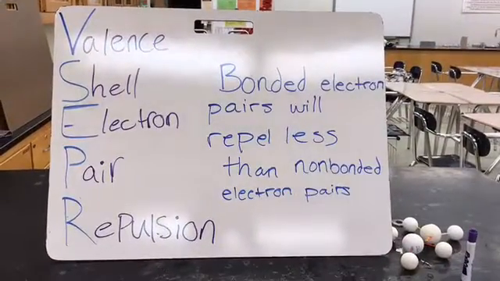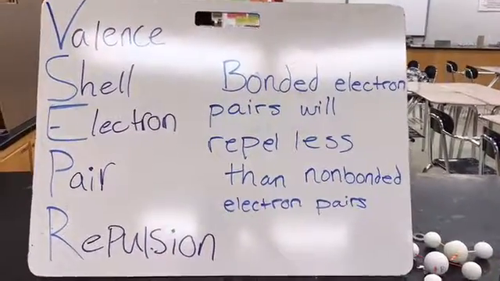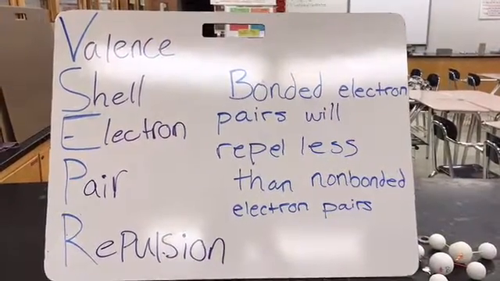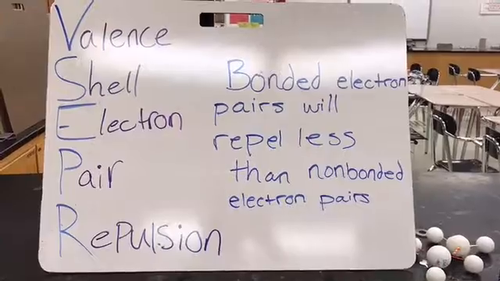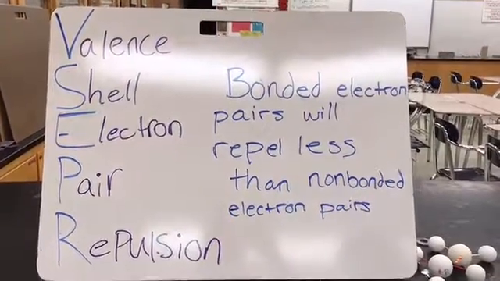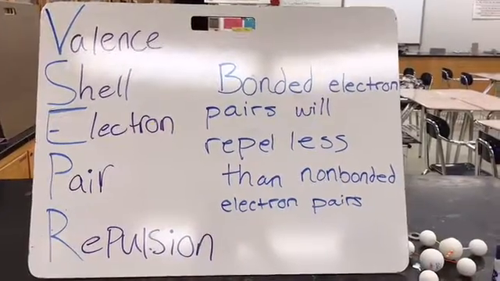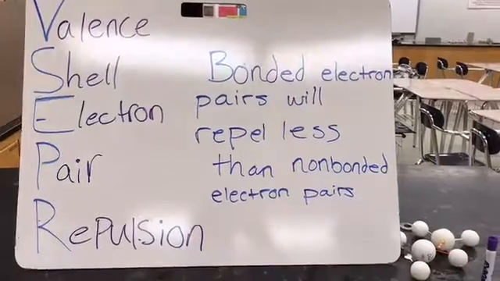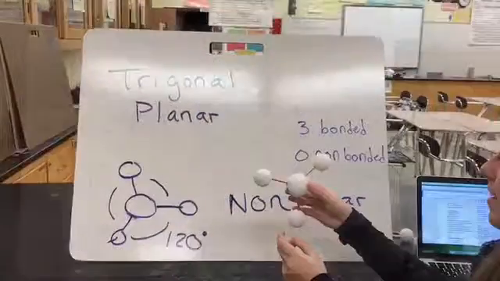VSEPR. This is a theory based off of rules that allow us to look at a two-dimensional Lewis molecule structure and find what the molecule would look like in real life. VSEPR stands for valence shell electron pair repulsion. This acronym is a way of stating that electrons will try to be as far apart from each other as possible. Bonded electron pairs will repel less than non-bonded electron pairs.